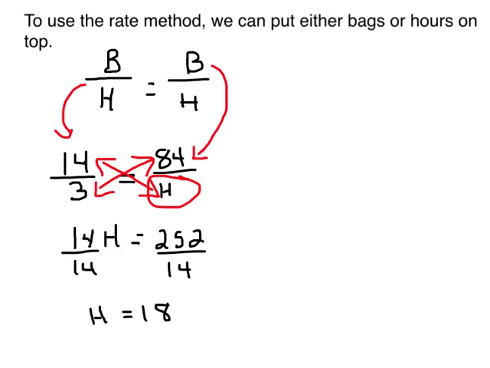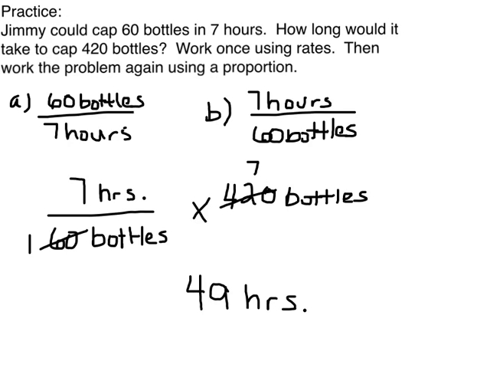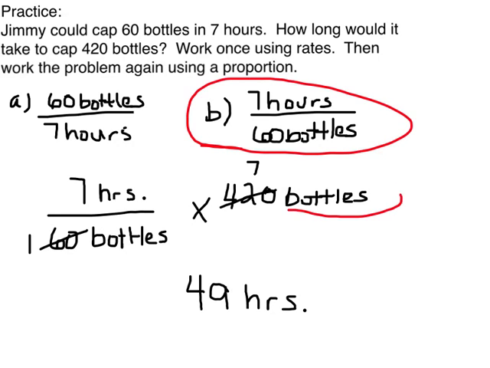You only have one practice problem today. Alright, this says Jimmy could cap 60 bottles in 7 hours. How long would it take to cap 420 bottles? Work once using rates, and then work the problem again using a ratio or a proportion. Alright, so we have our two rates. We have 60 bottles in 7 hours or 7 hours and 60 bottles. So we're going to use the one that has bottles on bottom because we're given bottles and we want to find out time.